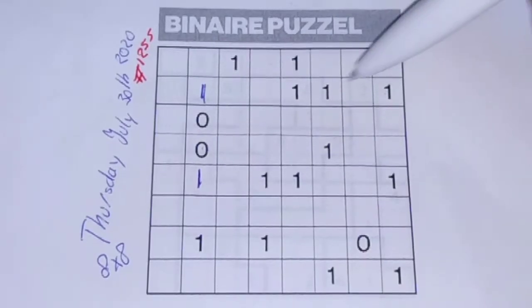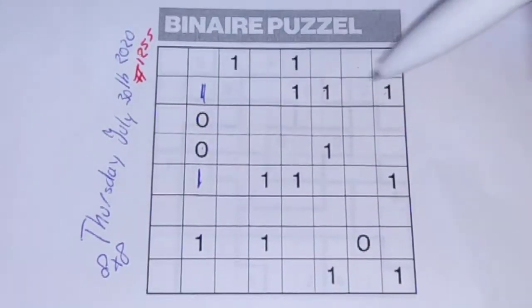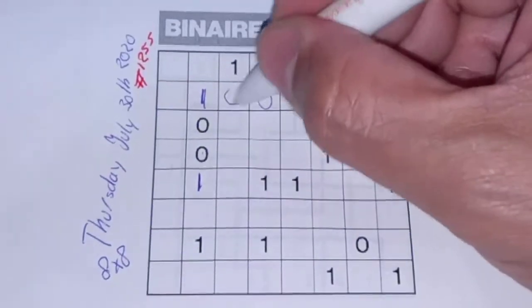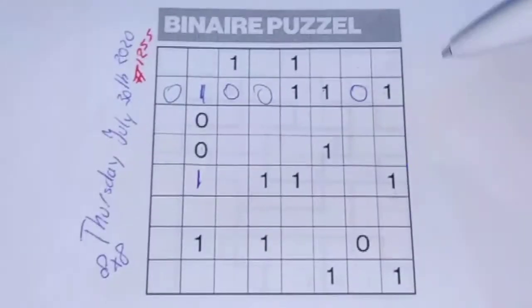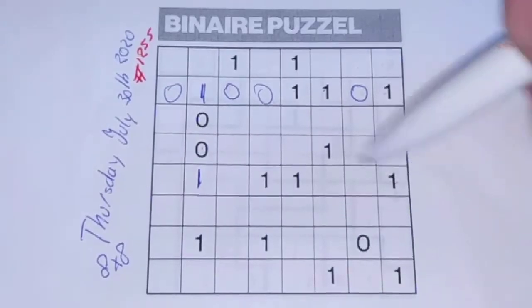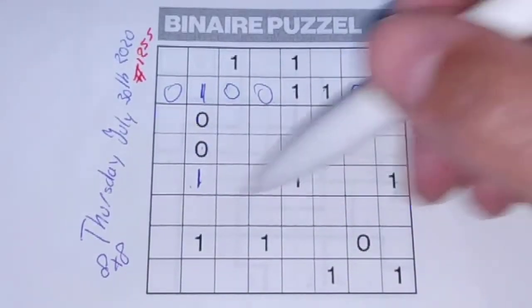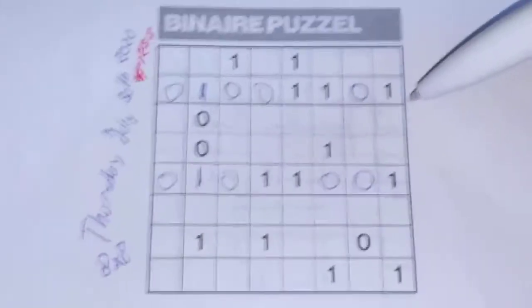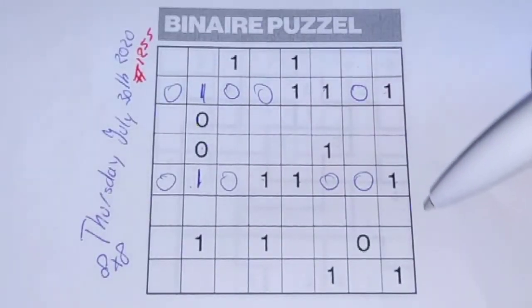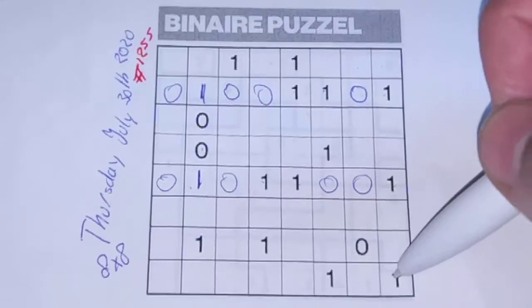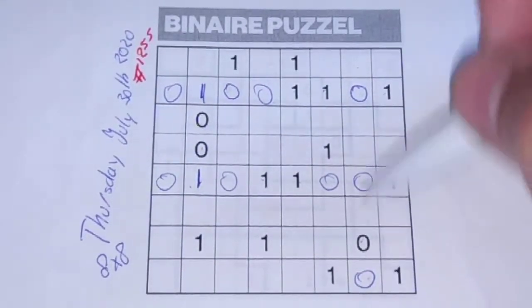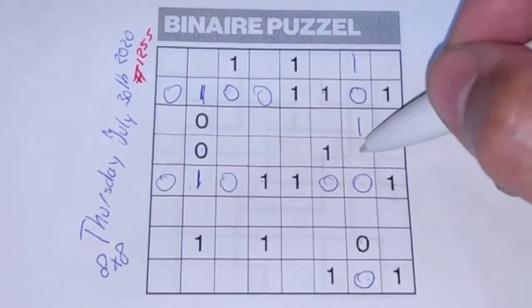And look, we have 1, 2, 3, 4, 4 ones. So the rest are zeros. We have here 4 ones, so the rest are zeros. Then between 2 ones comes a zero. And look, we have 4 zeros, so the rest are ones.